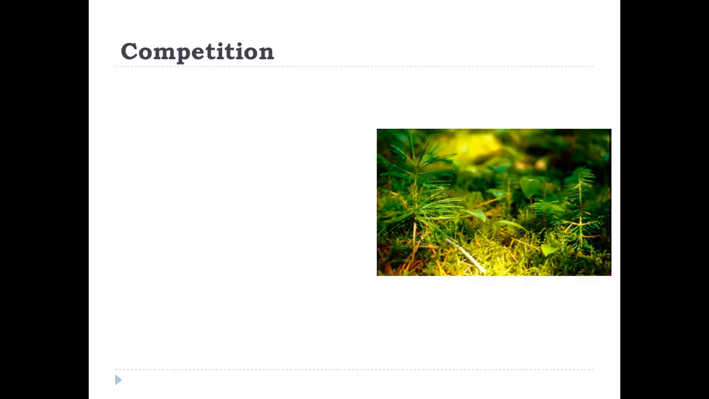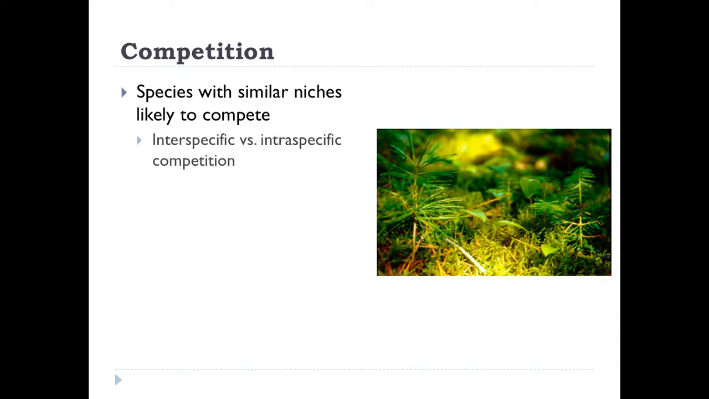survive. Now, one thing that can happen is more than one species can have similar niches. And when niches overlap, we get competition. I believe we've already talked about different kinds of competition. So we can have interspecific and intraspecific competition. You might just pause the video right here and look back in your notes to remember which is which.